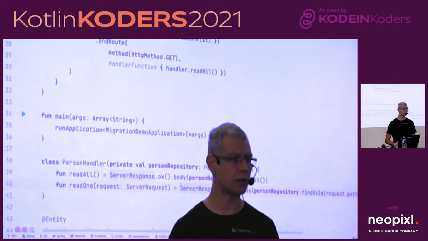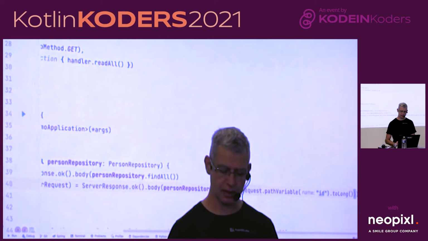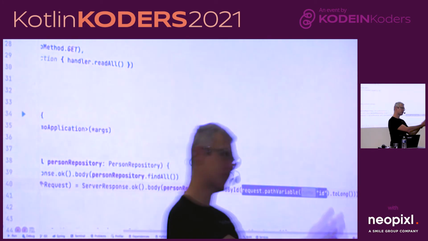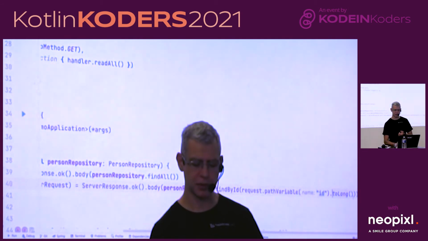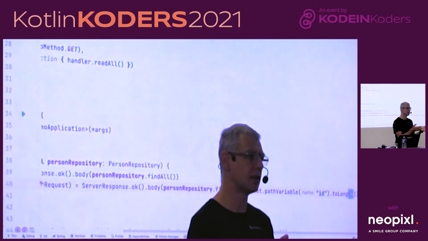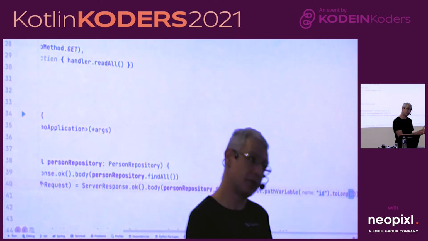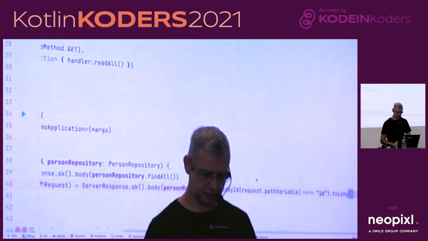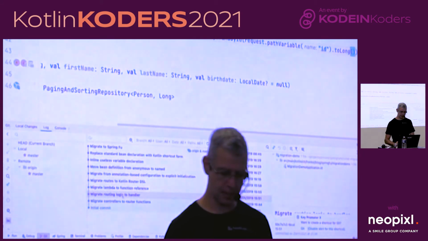The question so far? You can see this is not that great. Now I have to extract the variable from the path myself and then transform it to a long, which I didn't have to do before. Spring did it for me, but hey, you asked for no magic. If you ask for no magic, then you do everything explicitly. Whoops. Next.